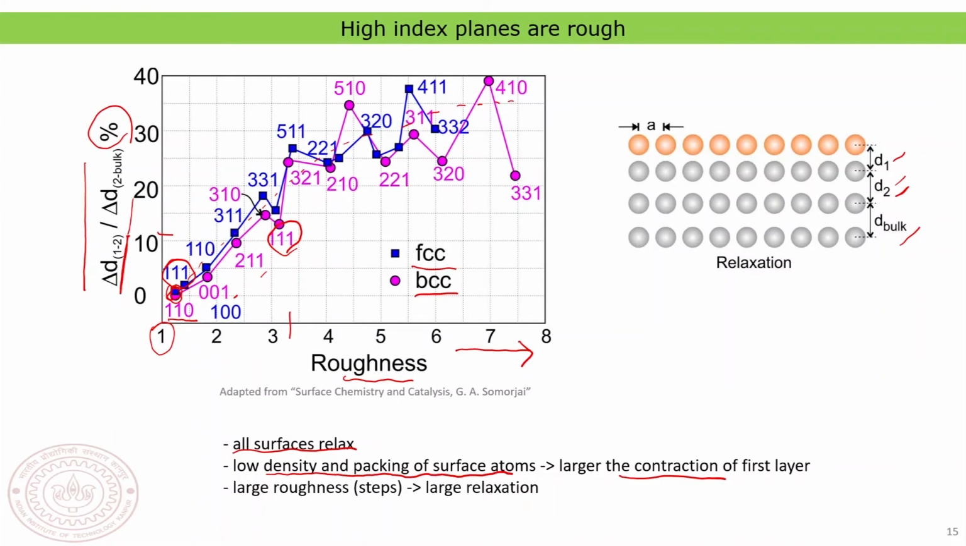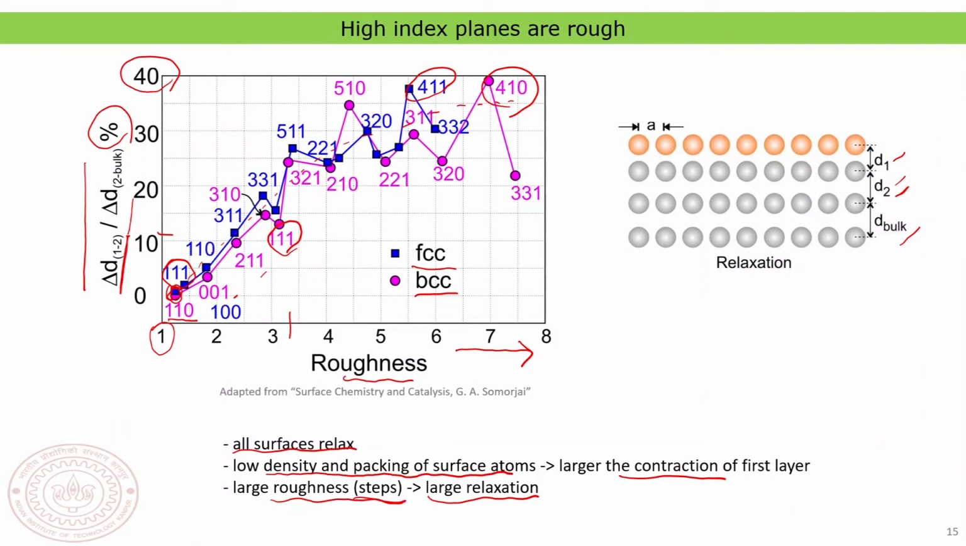And the large roughness is also related to a larger number of steps and kinks. That is what we discussed for these high index surfaces, where you can see that the relaxation is on the order of about 40% or so. This is quite a lot compared to the bulk lattice. So whenever you have surfaces with steps and kinks, you will have very large relaxation associated with that.